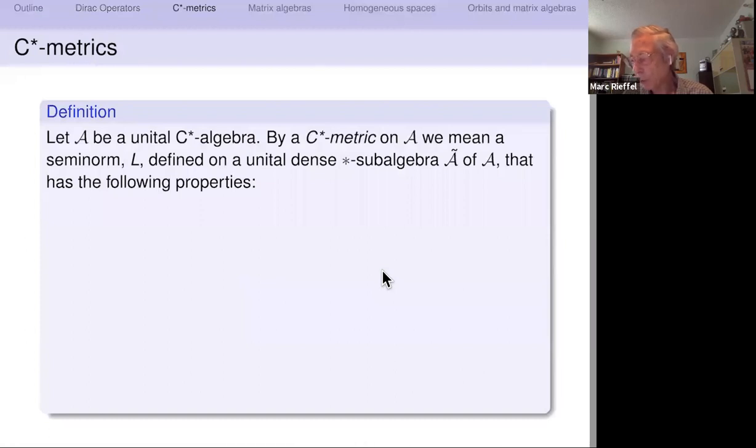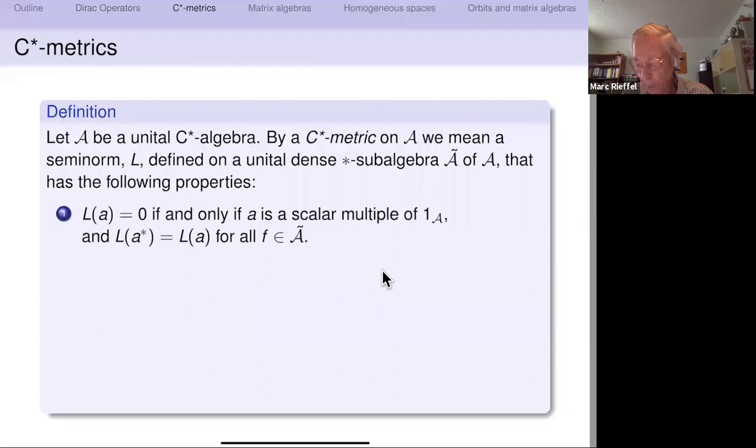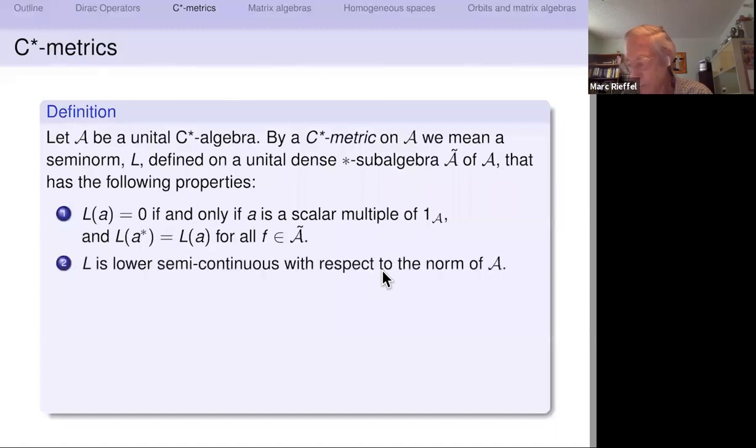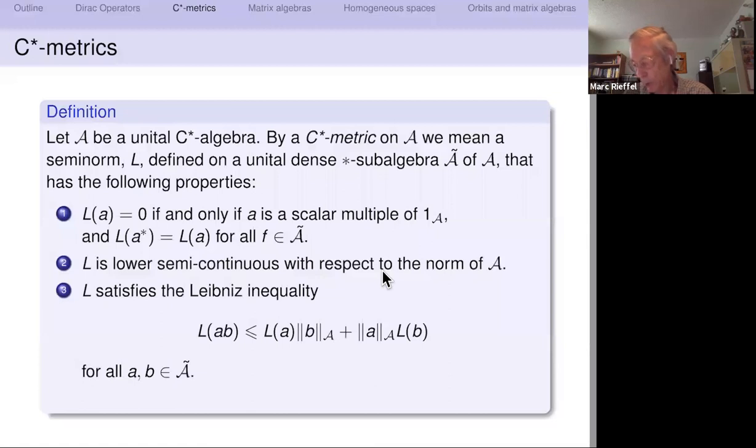So for any unital C-star algebra, by a C-star metric, I mean a semi-norm that's defined on a unital dense star subalgebra. It's not necessarily continuous with respect to the norm of the algebra, but it has the following properties. Well, just the simple properties that on any element, it's zero if and only if that element is a scalar multiple of the identity element. That's related to this ergodicity that I've been talking about, and you want it to respect the star condition, and it's nice to have it be lower semi-continuous. If it's not lower semi-continuous, then you can always find a corresponding lower semi-continuous one. And very important is this Leibniz inequality.